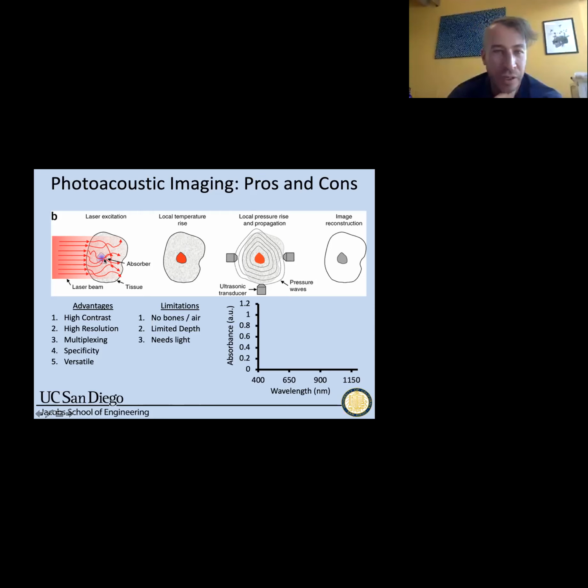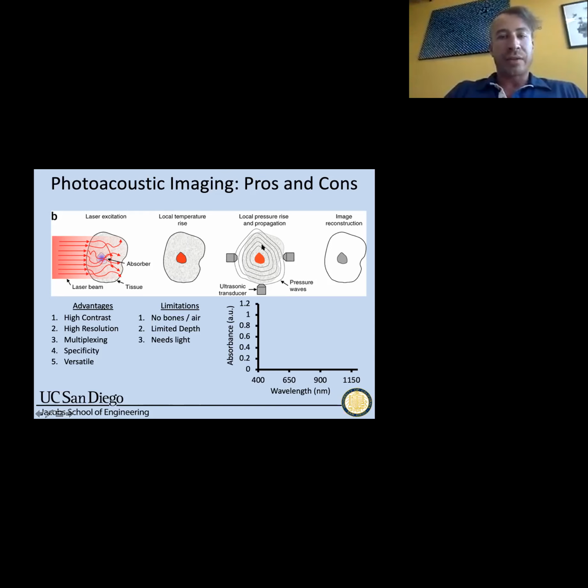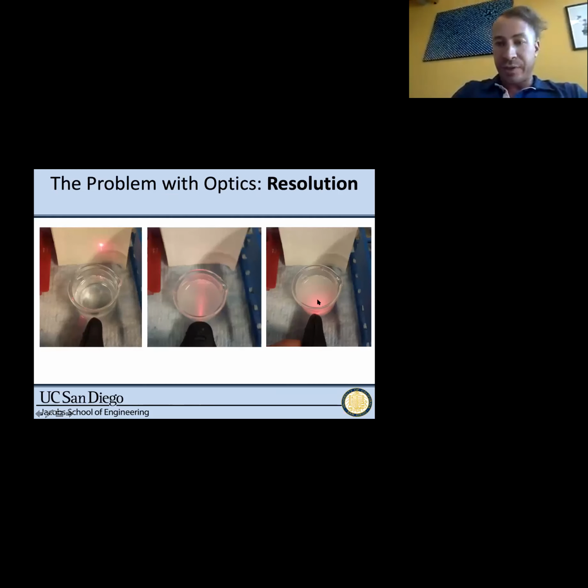It absorbs a photon. It has a very short local temperature rise. There's no bulk heating. This is not photothermal therapy. We're not changing the temperature of the animal or the human. This local temperature rise creates a local pressure rise, and these pressure waves back propagate out to the transducers that we have arranged around the sample, and then we can use the information from those pressure waves to reconstruct the image.